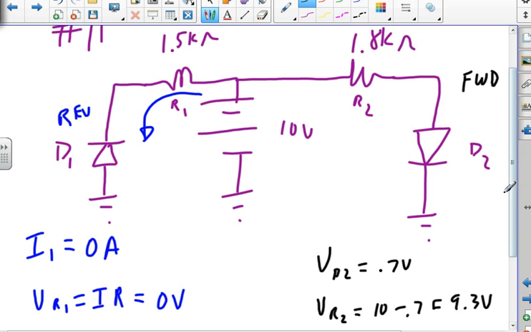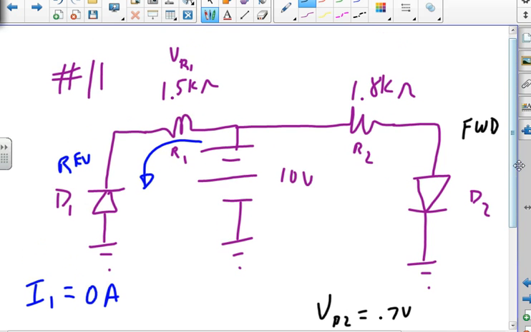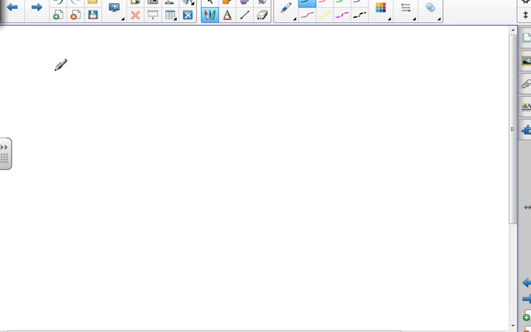Looking at 14. Want me to do that in Multisim to see what the numbers are, or do you trust me? You trust me? Trust you. Well, you don't trust me. I know that. You keep an eye on me. How's that? Okay, 14 is next.